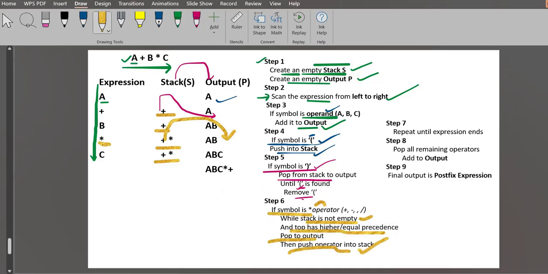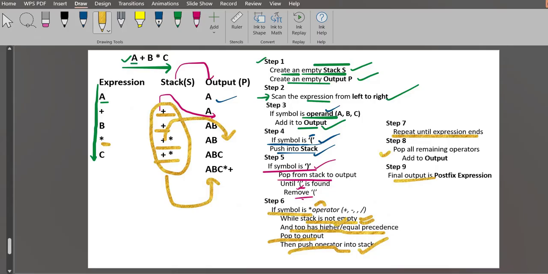तब हमें जो भी ऑपरेटर आ रहा है, उसको स्टैक में पुश करना है, जब तक हम चेक नहीं कर लेते कि हायर प्रेसिडेंस वाला हो या इक्वल प्रेसिडेंस वाला हो. Then the seventh step: we have to repeat until the expression ends. जब तक हमारा expression end नहीं हो जाता, हमें repeat करते रहना है. ठीक है, we have to pop all remaining operators from the stack to output. Alright, and then we will finally find the postfix expression.